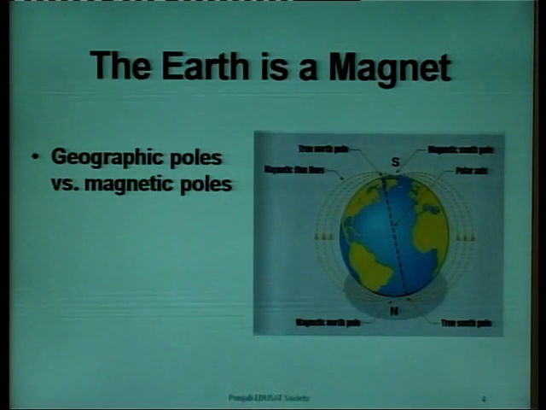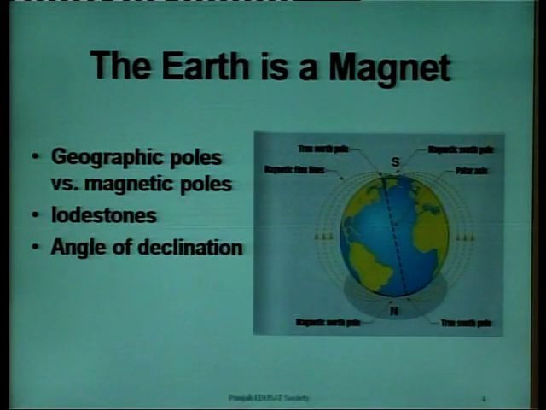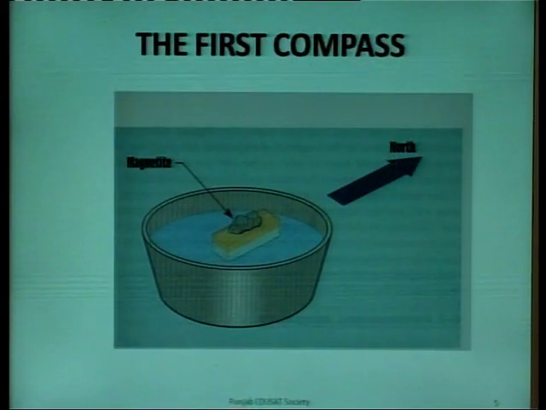So, we are having the geographic poles versus the magnetic poles. Lodestones are there, and the angle of declination. So, the very first compass, as we can see, if we are having a magnetite, that would be attracted towards north. So, this is called the first compass from where we can get the directions.